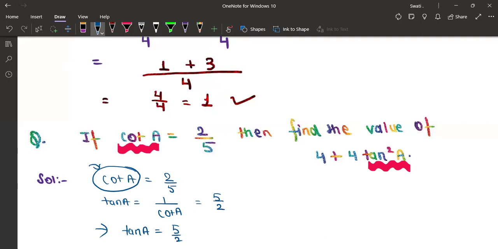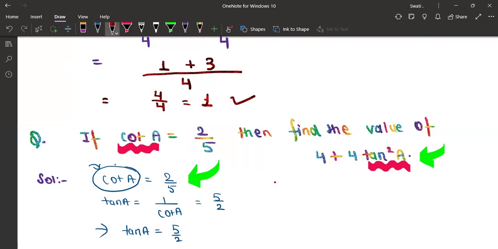So what I used first, I used the given information. The given information was this, that cot A is 2 by 5. Now, of course, I can see that in this question, there is no cot A, but I know that there is a connection between cot and tan. And that connection is, of course, they are reciprocal of each other. So I use tan A is 1 upon cot A. So 1 upon cot A will become, of course, 2 by 5 reciprocal, which is 5 by 2. So tan A value, we have got 5 by 2.